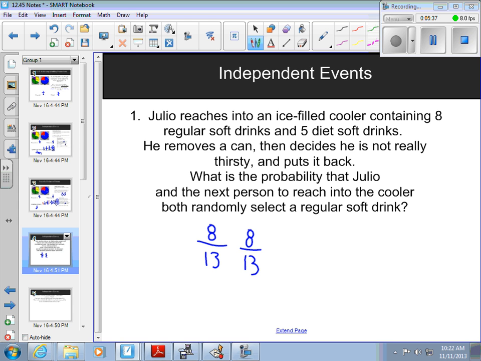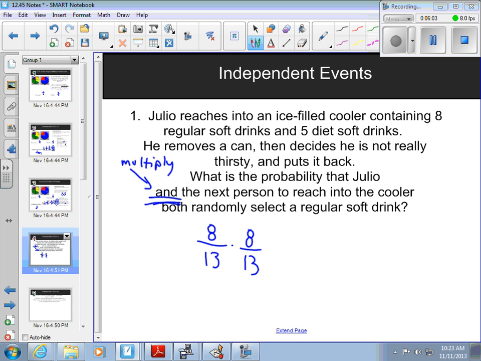Now we have to look at what they are asking us. This is what is the probability that Julio and the next person to reach in the cooler both randomly selected. Remember, and is telling us they both need to happen. The probability chance is going to go down when you need two things to happen. This tells you to multiply. Anytime you see and, you want to multiply the probabilities together.